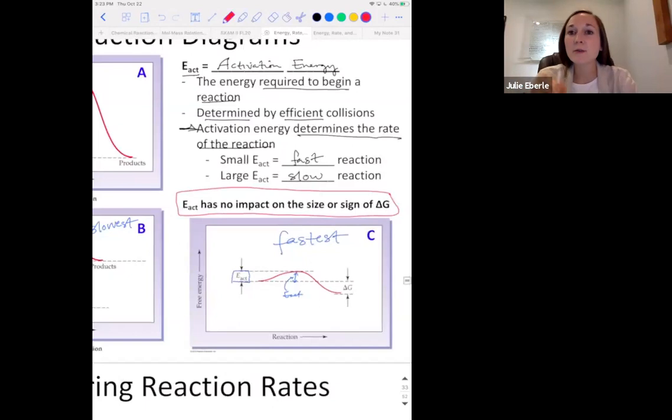Activation energy has zero impact on the sign or the size of delta G. Delta G determines if it's favorable or not, if delta G is positive or negative. The activation energy just determines how fast it will happen. These are apples and oranges. So a fast reaction does not necessarily mean a favorable reaction. You can have a very fast reaction that is not favorable. Does that make sense? You can have a very slow reaction that is favorable, on the other hand.